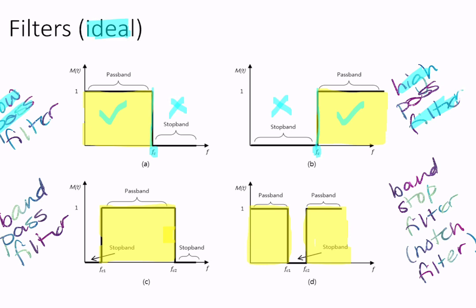So low pass filter, high pass filter. We have something called a band pass filter, and that allows a pass band to pass. So between two frequencies, these are allowed to pass, but everything above that or below that are blocked. The opposite of that is called a notch filter or a band stop filter. It'll allow frequencies above a certain band to pass. It'll allow frequencies below that band to pass, but will block frequencies in between.